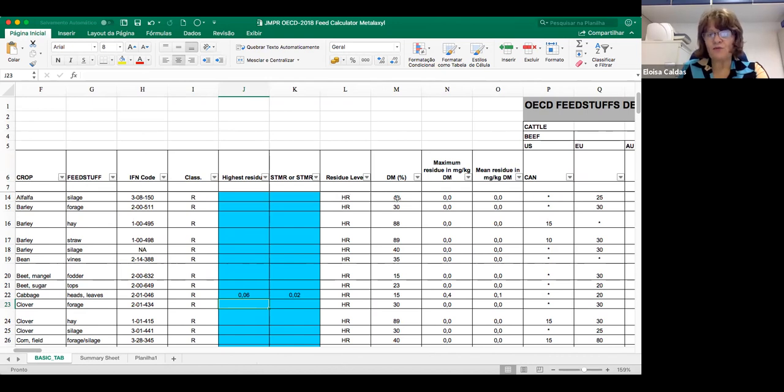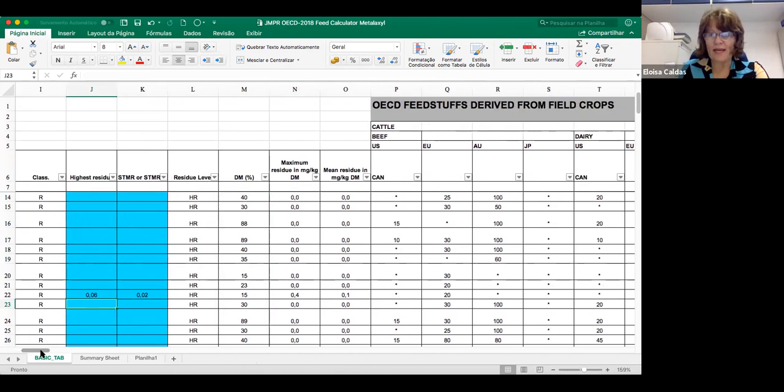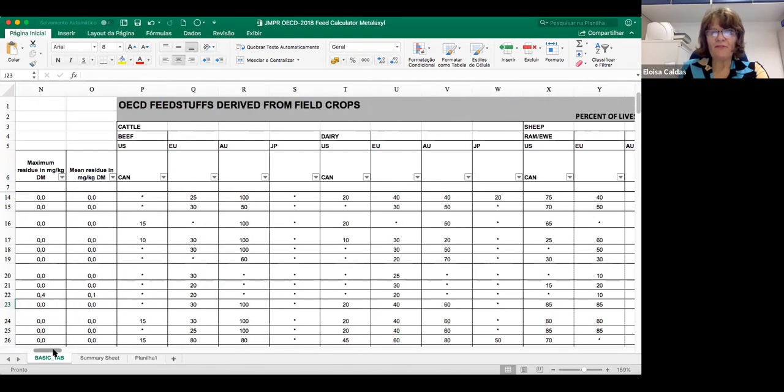Here it applies a dry matter content for some crops, because for the crops, the animals actually eat the dry feed. And then you have the feed consumption information. This OECD feed calculator has consumption data for farm animals in the US, in Europe, in Australia, and in Japan.